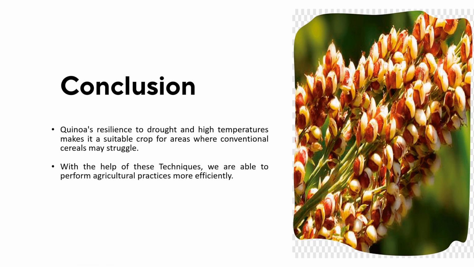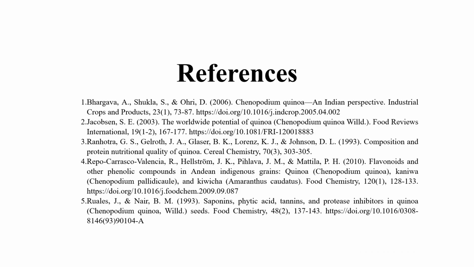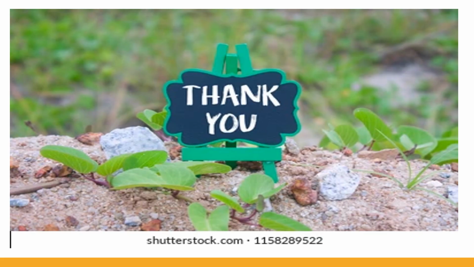So here is the conclusion of my presentation. Number one, quinoa has high resilience towards drought and high temperature, which makes it a suitable crop for the areas where conventional cereals may struggle. Number two, with the help of these techniques, we are able to perform agricultural practices more efficiently than before. So these are the references from which I have taken my material for my presentation.